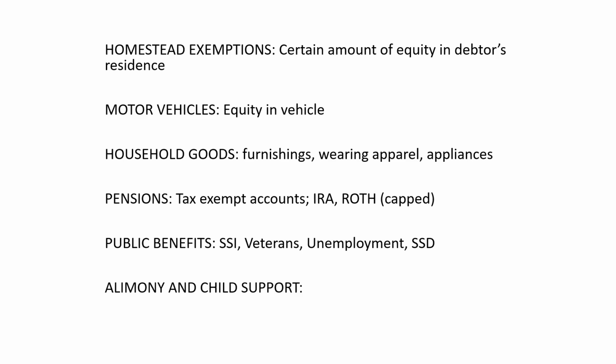Motor vehicles, same thing. A certain amount of money in the value of your one personal vehicle, not your classic car sitting in your garage. There's household goods, furnishings, the clothes you wear, appliances, pensions. These are capped. Let me take that back. IRAs and Roths are capped. There's tax there, but there are tax exempt accounts that are not, so those would have to be specifically laid out. Public benefits are exempt altogether. Alimony and child support are exemptions as well.